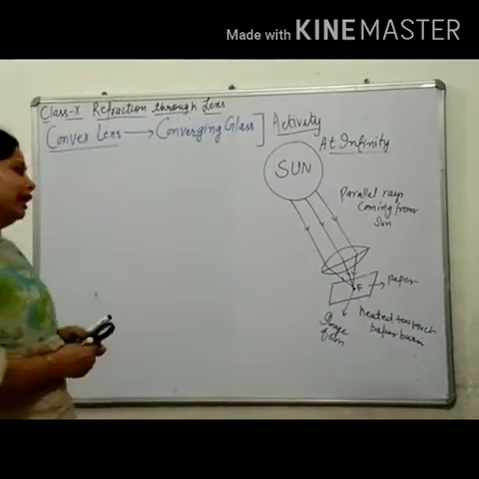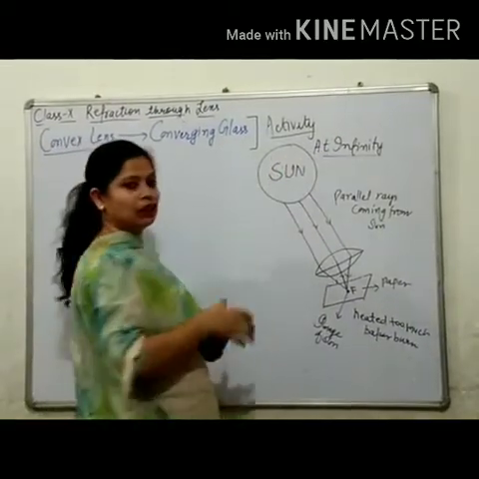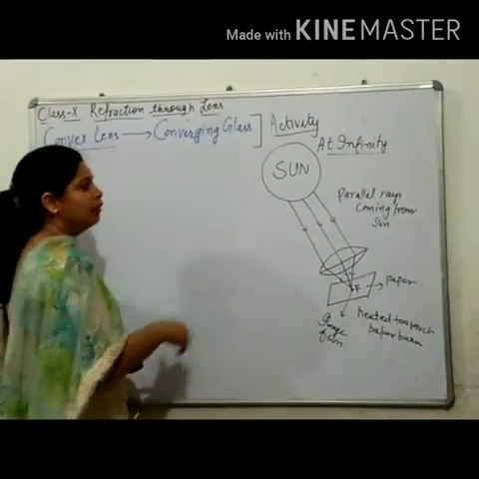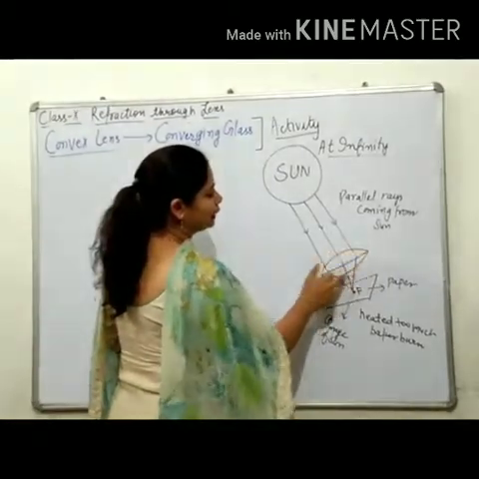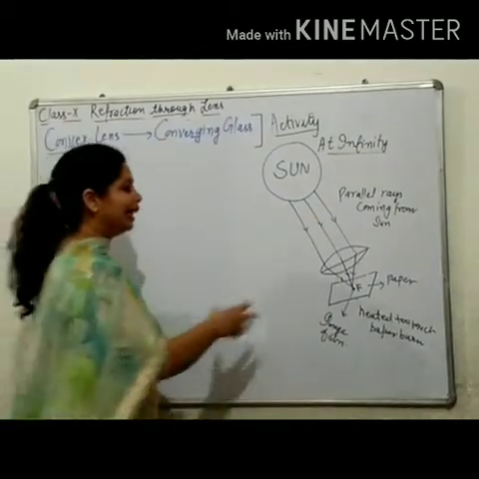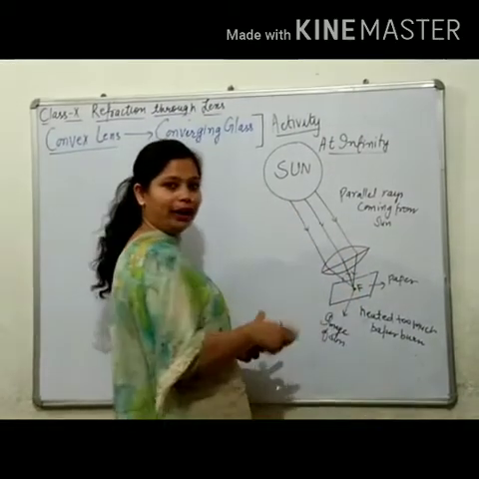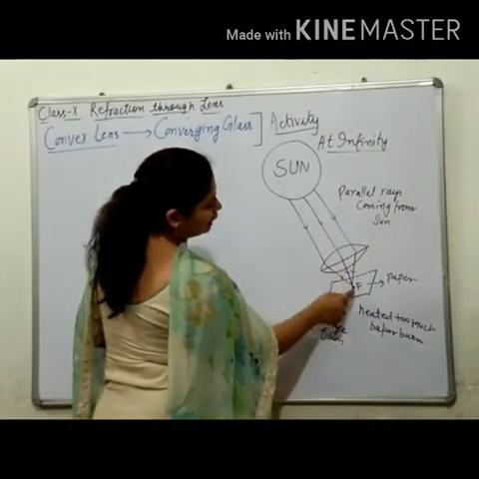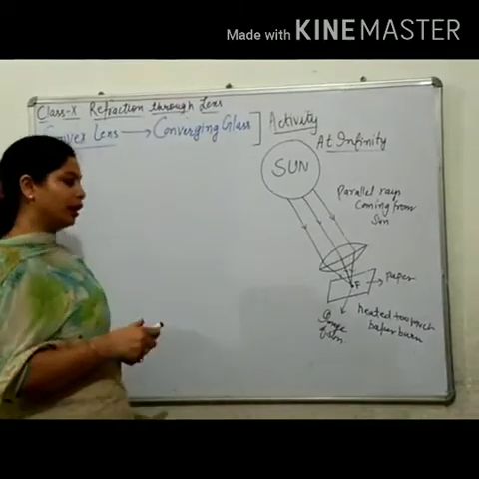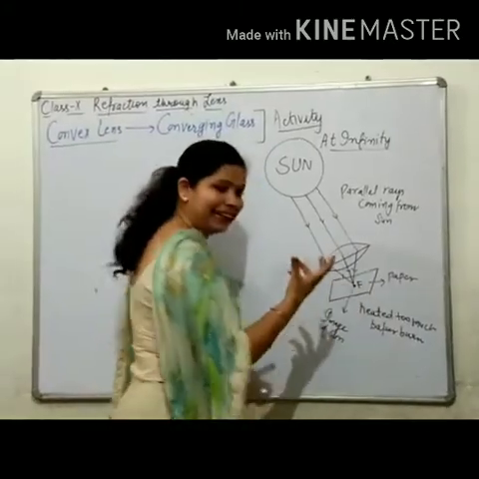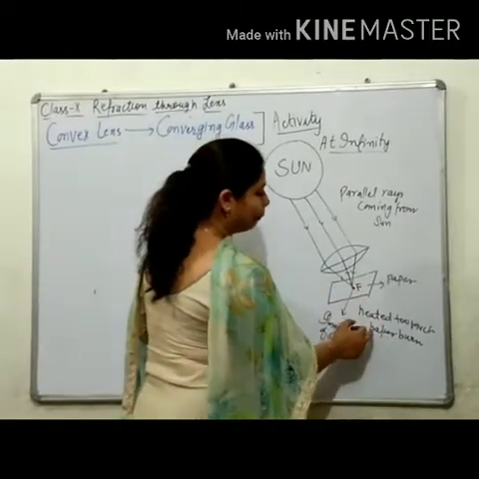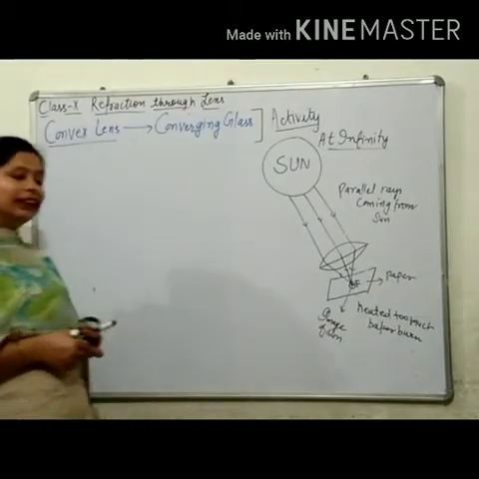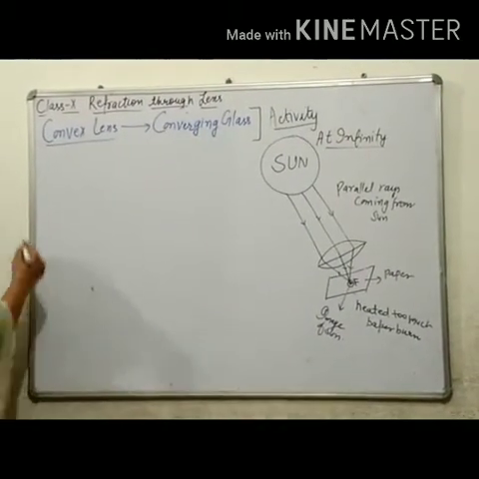What is actually going on here? The sun is at infinity, so the rays coming from the sun are parallel to each other. When these parallel rays fall on the surface of a convex lens, they get concentrated at a single point, forming the image of the sun. It means all the rays coming from the sun get collected at a single point, due to which its temperature rises. So the paper starts to burn. There becomes a hole at this section. It shows the converging nature of a convex lens.